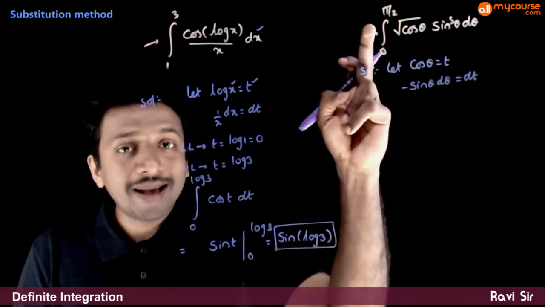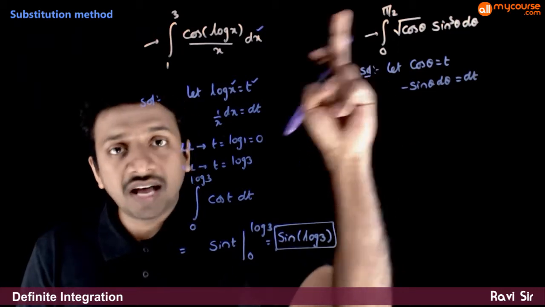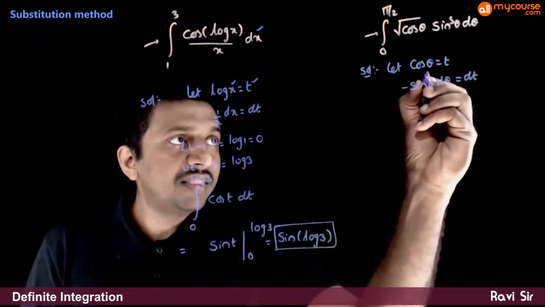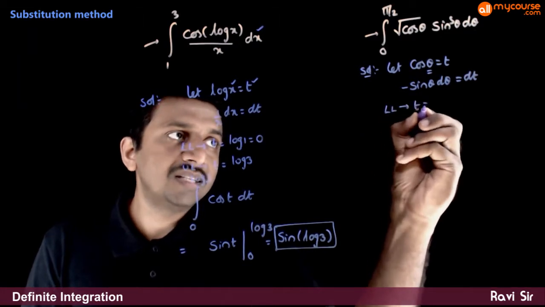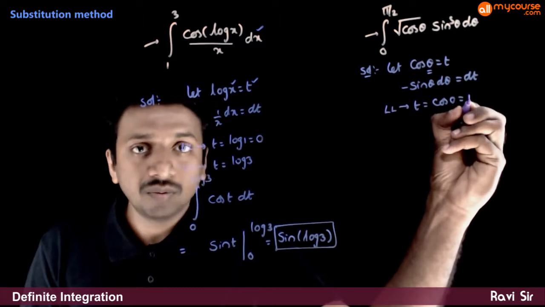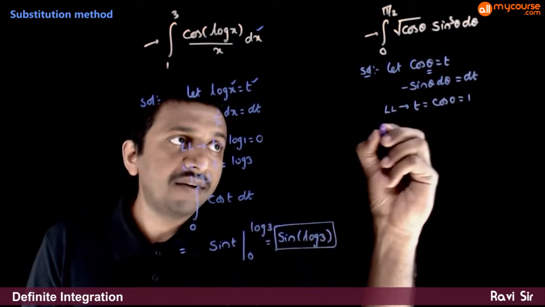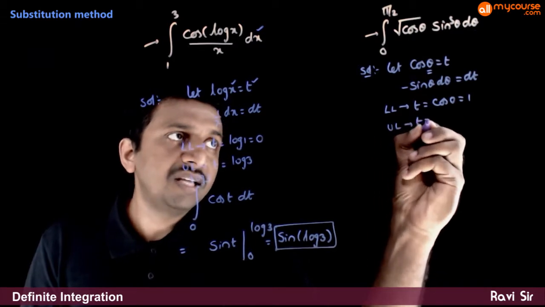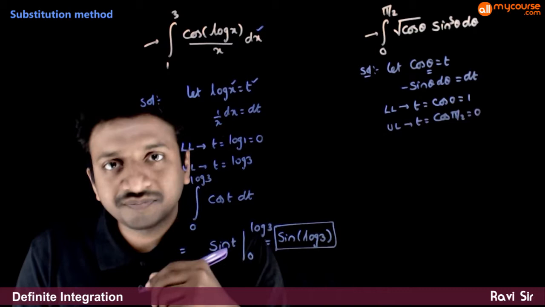Now what happens to the limits? The limits of theta are 0 to pi by 2. When theta is equal to 0, for the lower limit, t is equal to cos of 0, which is equal to 1. And for the upper limit, t is equal to cos pi by 2, which is equal to 0.